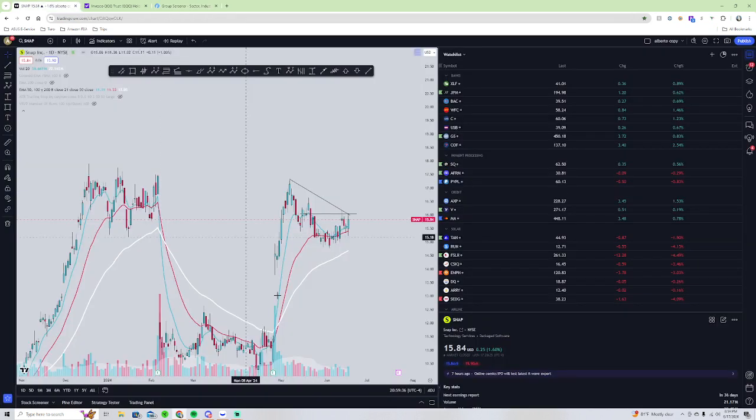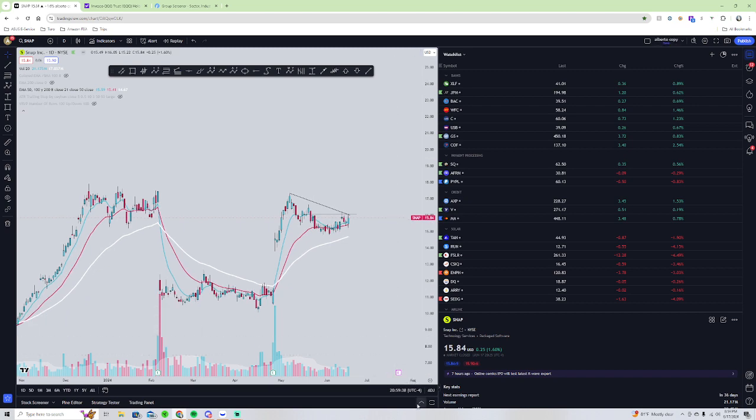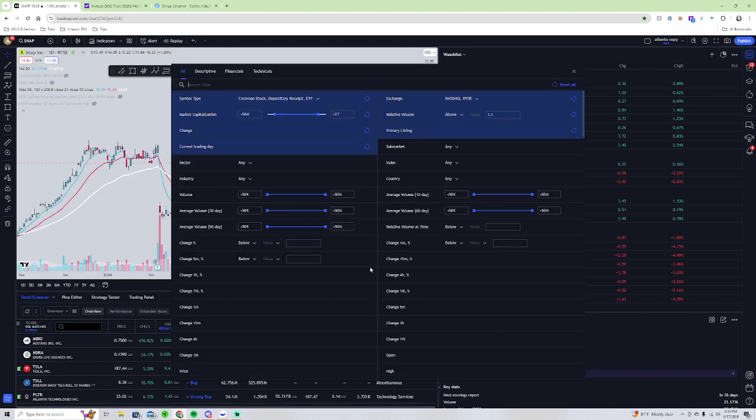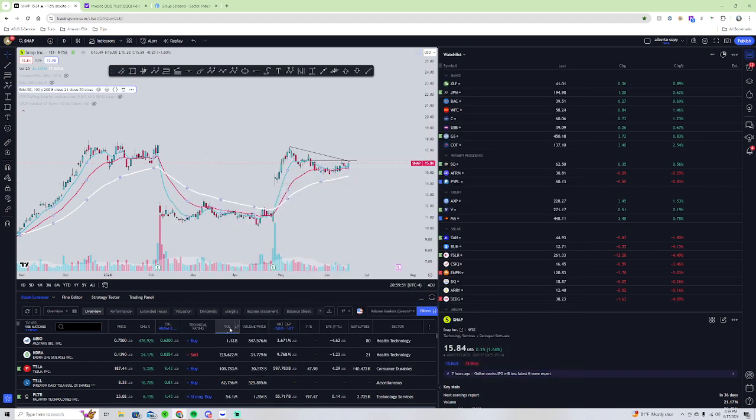And then for the TradingView one, I know you said you want to look at the parameters. Let me pop that up for you right now. Very simple. Change would be above 0.01, which means the stocks are going to be green. Relative volume over 1.1. That's literally all I do. And then I sort it by volume, from the ones with the highest volume all the way down.